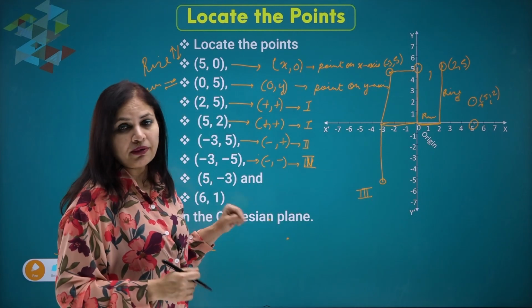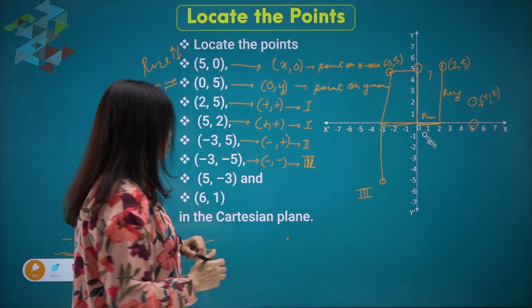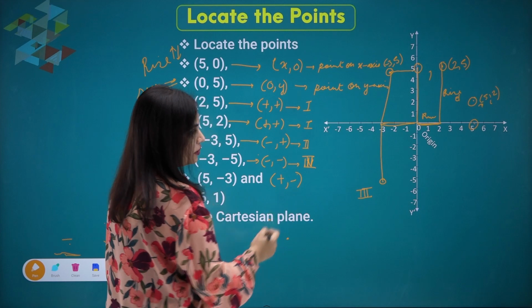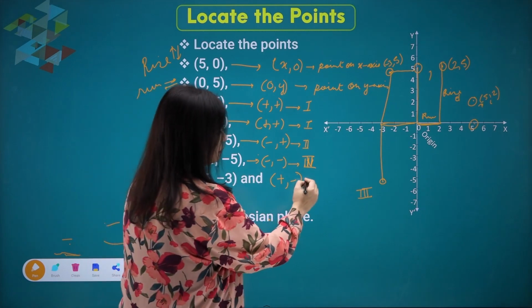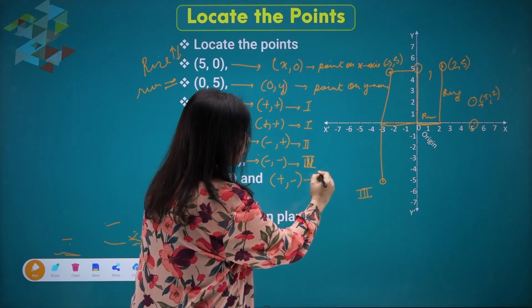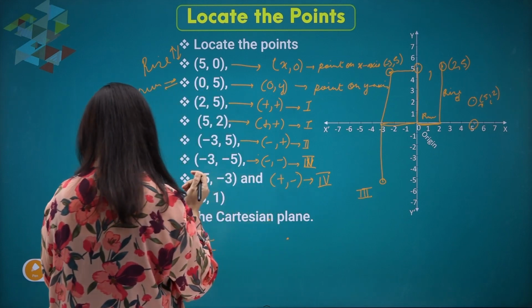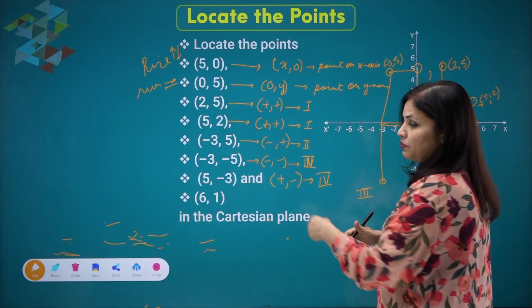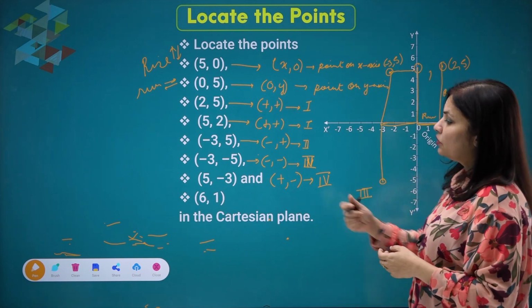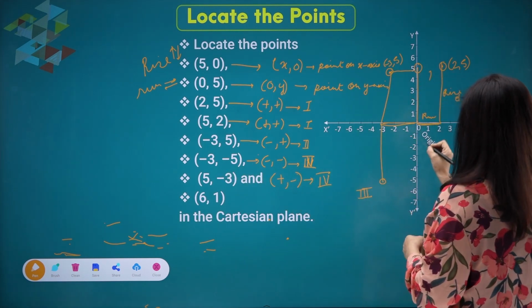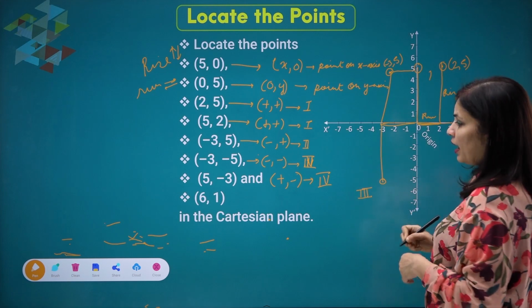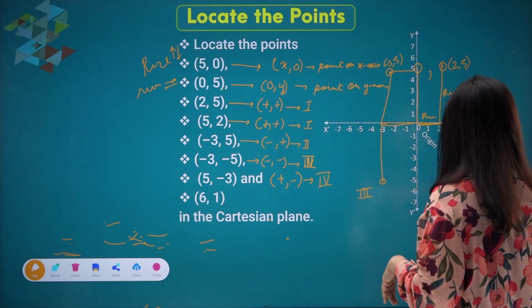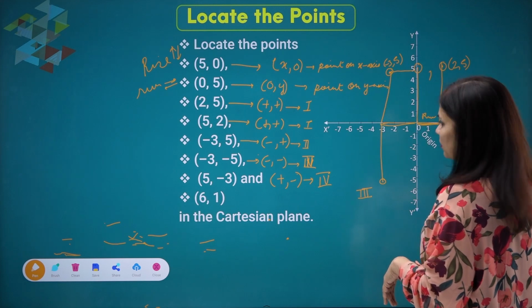5 and minus 3. X positive, y negative. It lies in the fourth quadrant. So, in the fourth quadrant, let us see whether I have placed the point correctly or not. 5 units to the right and 3 steps down, and my point finally rests in the fourth quadrant.